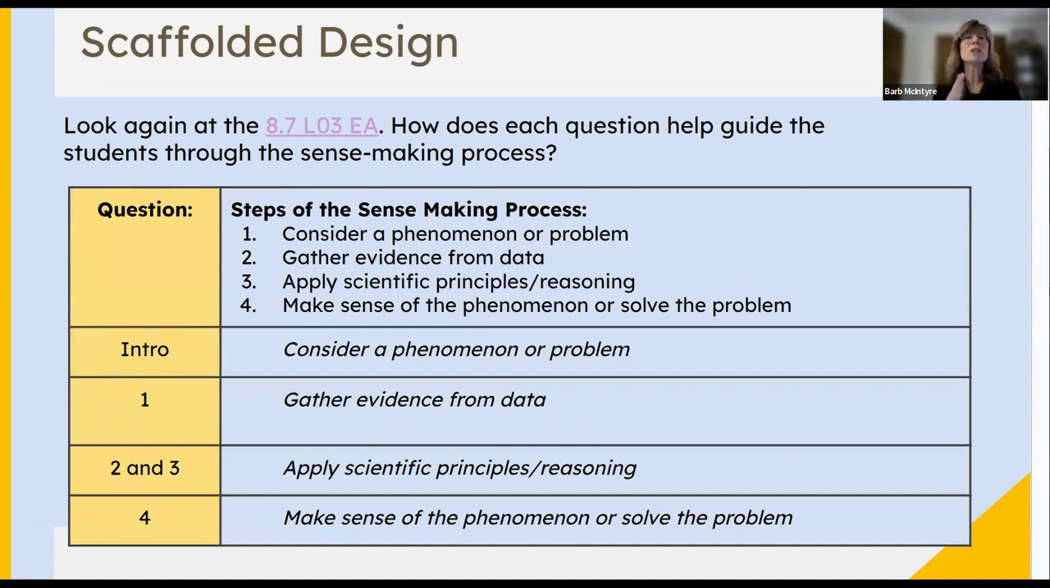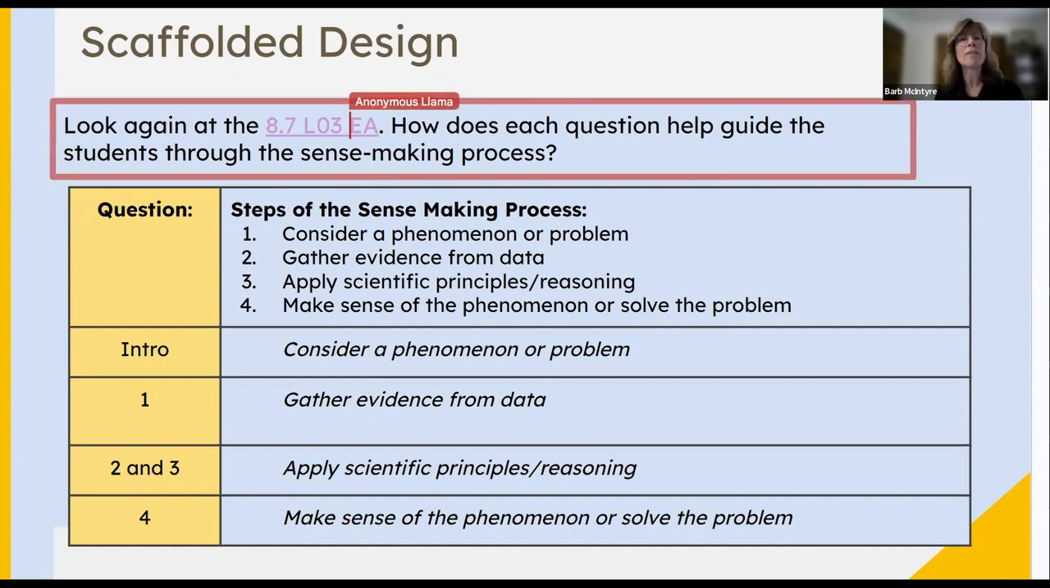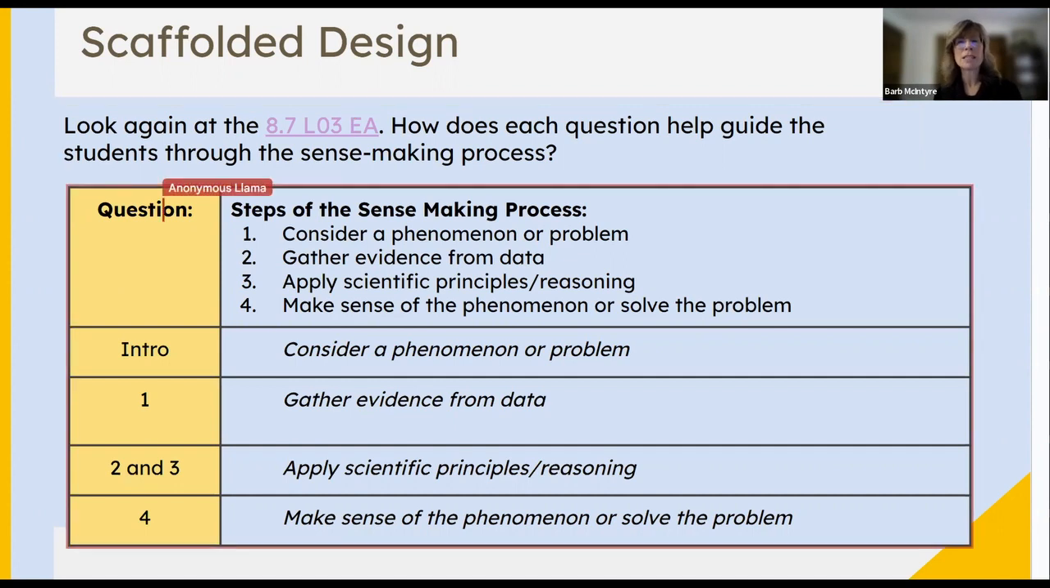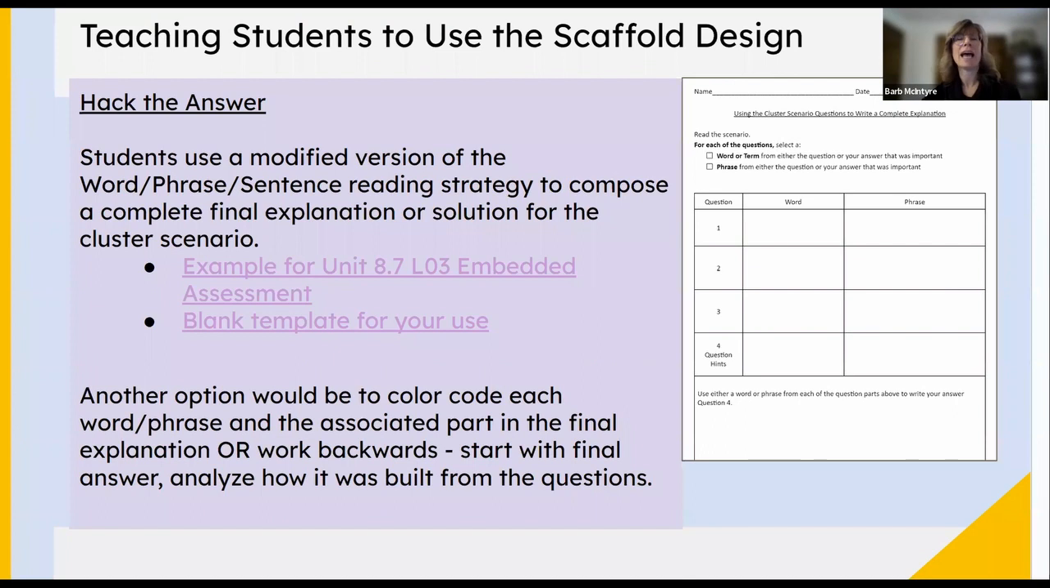So if we were to look at, and we're not going to take time because I want to make sure we get the strategies in for you to use, but if we were to look at that EA, we would see that in the intro, they got the phenomenon. In question 1, they had to use that table to gather evidence. 2 and 3, they applied their scientific principles and did their reasoning. And then question 4, put it all together for me, integrate everything and give me a good answer. All right, some strategies to help your students use that scaffolded design.